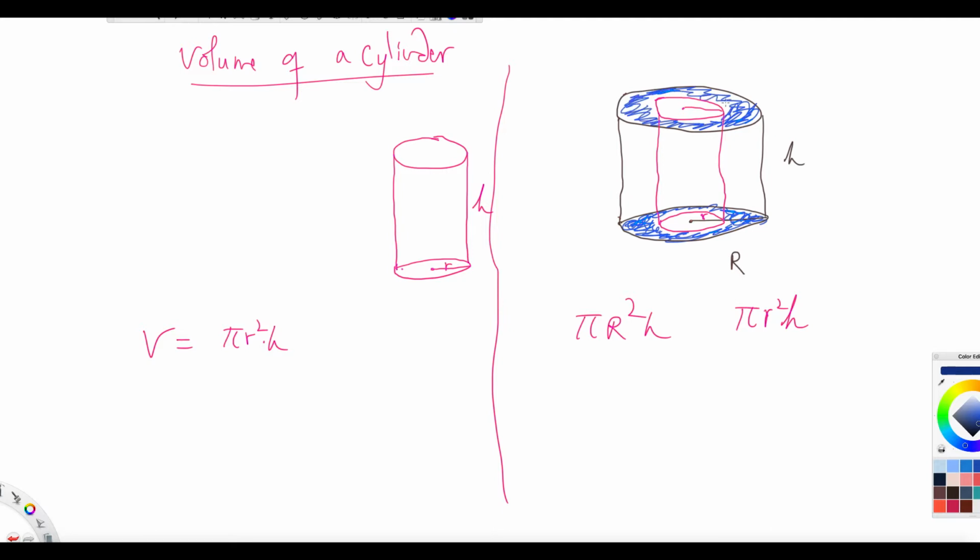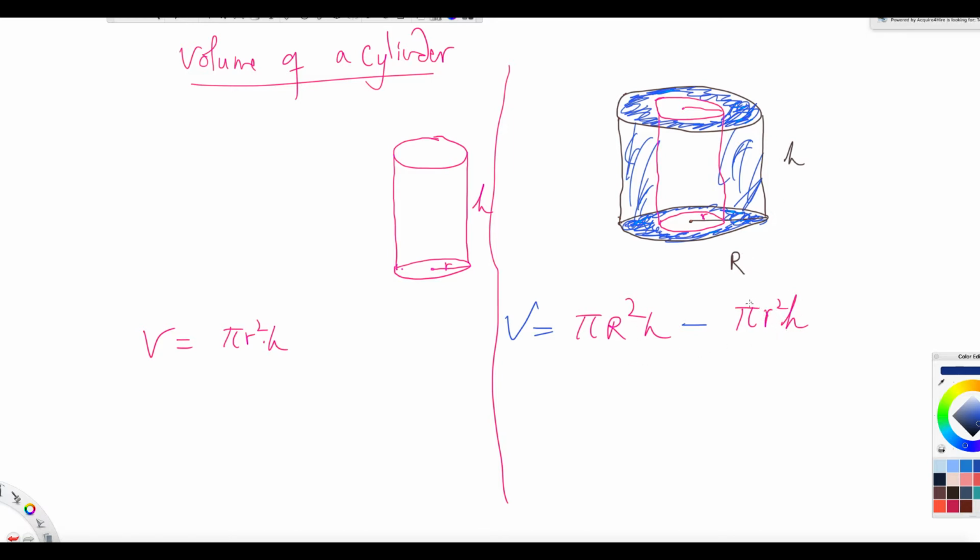You find the volume of the bigger cylinder, the whole outside cylinder, and then you subtract the volume of the inside cylinder. That will give you the volume of the blue shaded region: the volume of the whole cylinder minus the volume of the inside cylinder.